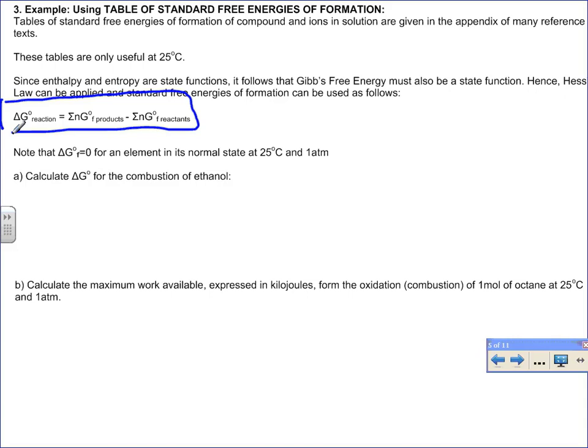So let's do an example for that. We want to find the delta G naught for the combustion of ethanol. This is an example of where organic chemistry creeps into the AP exam, where you're expected to write a combustion reaction for a particular organic molecule. We need to start with the balanced equation.